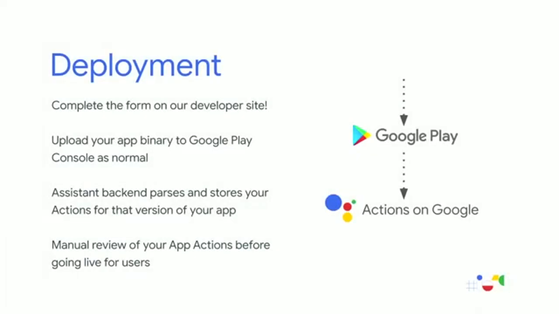And finally, deployment. As Adam C. mentioned earlier, you can start developing app actions today. And it'll go live for end users later this year. To get started, first make sure you've completed the form on our developer website so that we know that you're building app actions. When it comes to deployment time, you're going to upload your regular Android app binary, your APK or your Android app bundle, to Google Play Console as you normally would. We're then going to extract out that Actions.XML and send it over to our Actions on Google backend to be processed.